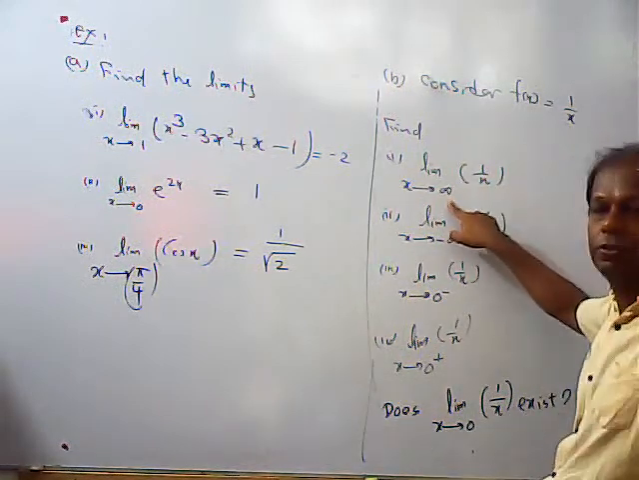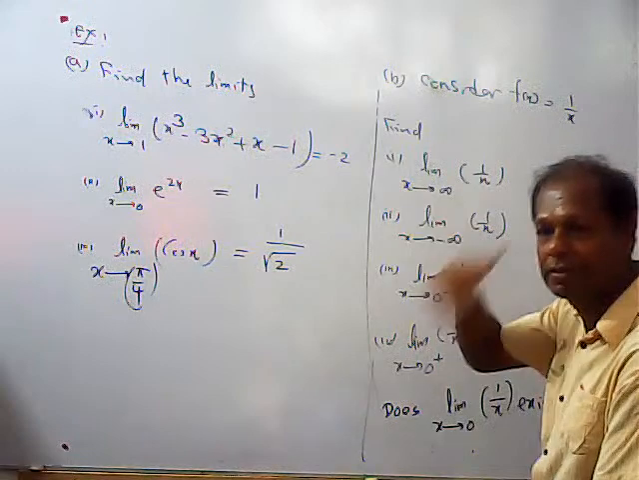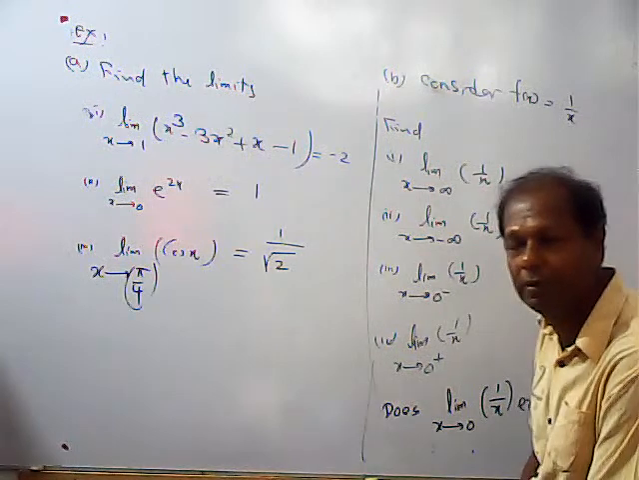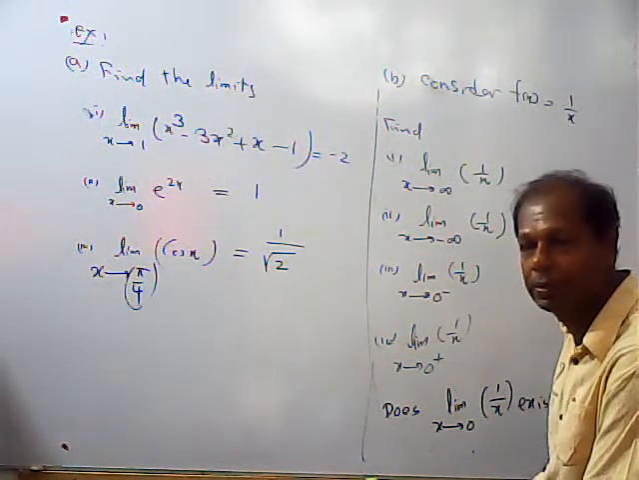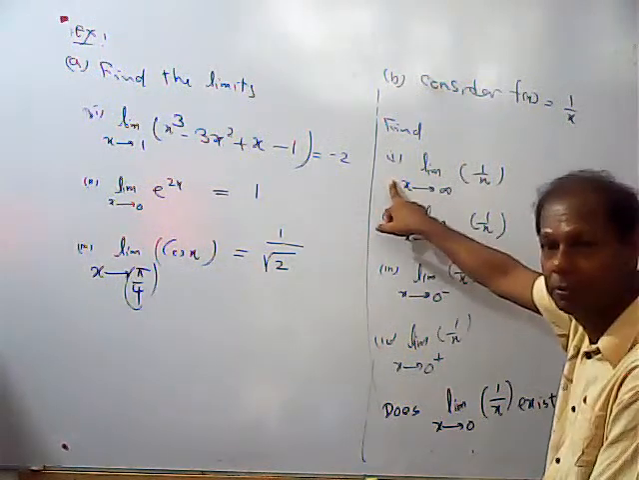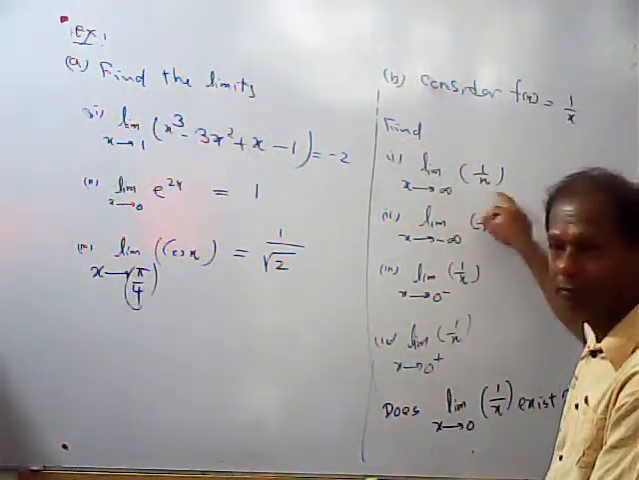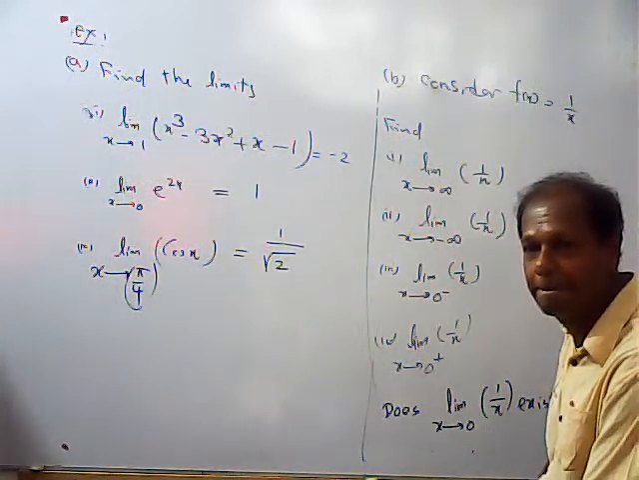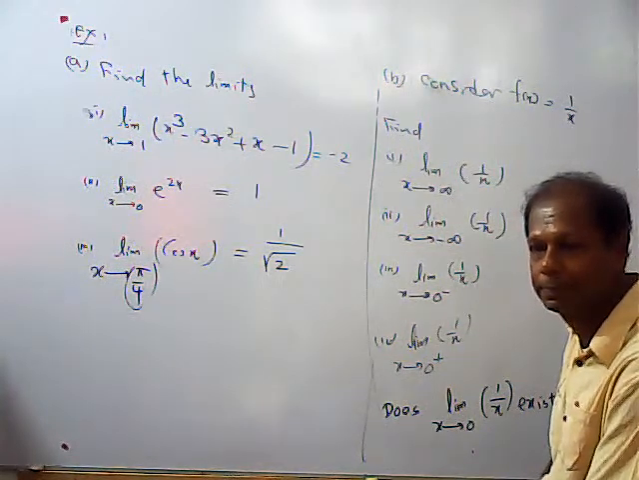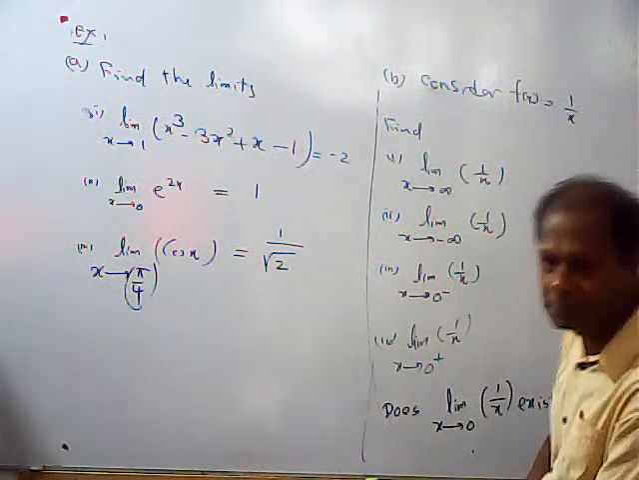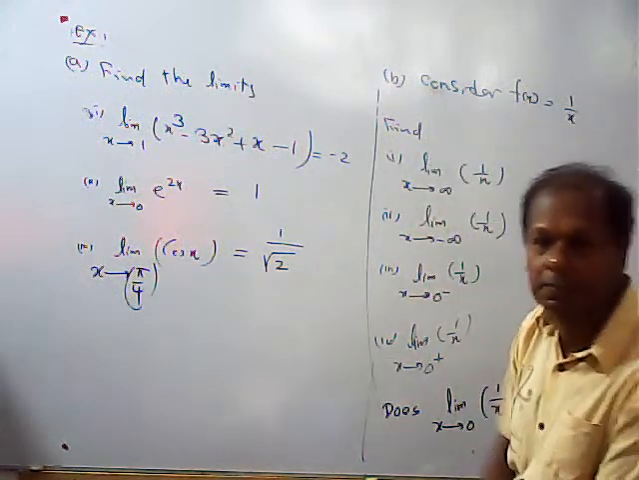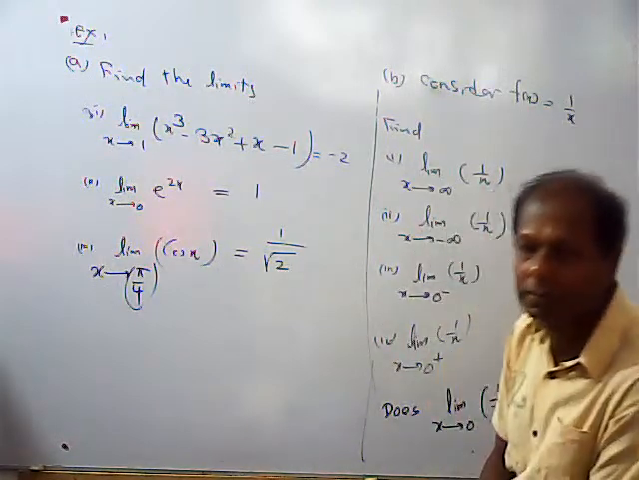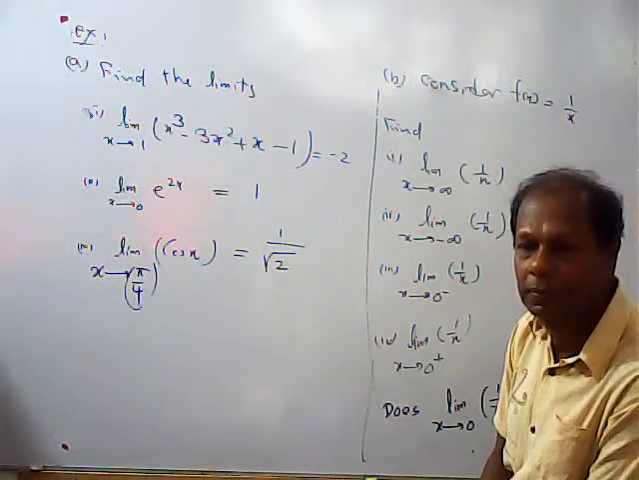What happens as x goes to positive infinity? 1 over x. As x is getting bigger and bigger, what happens to 1 over x? It gets closer to what? Answer to part 1. As x goes to infinity, what happens to 1 over x? Your answer? Yes, 0. Agree? The others?